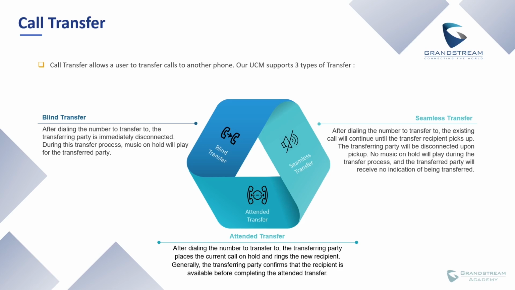The first type of transfer is blind transfer. A blind transfer is a transfer to another extension without actually initiating a call to the end destination. And the transferring party is immediately disconnected. The call is blindly transferred to the destination, and music on hold will be played for the transferred party.